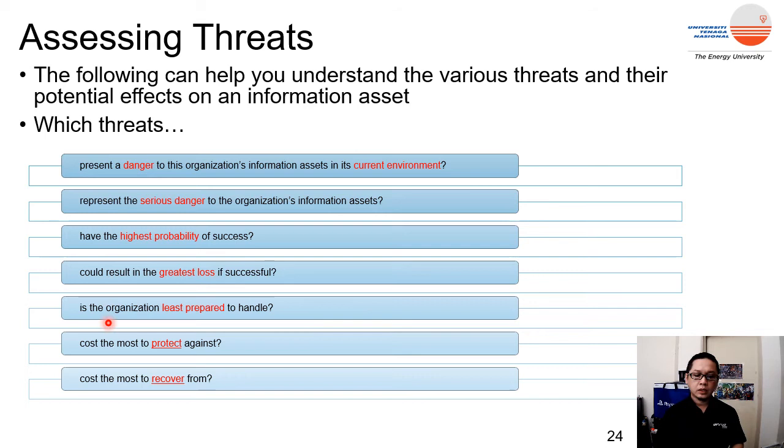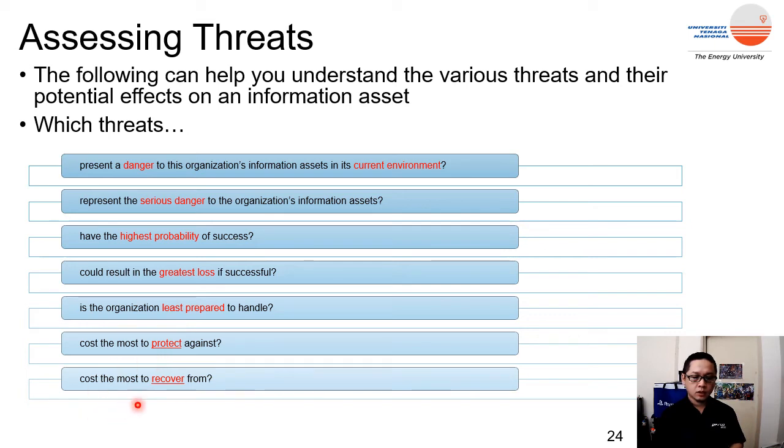And which threat is the organization least prepared to handle? Do you have the proper manpower to handle the threat if it falls upon your information asset? Do you have the proper mechanism to protect your asset against that threat or not? Which threat costs the most to protect against? If you want to protect the asset against this threat, what would it cost your organization? And is it worth the protection cost or not?